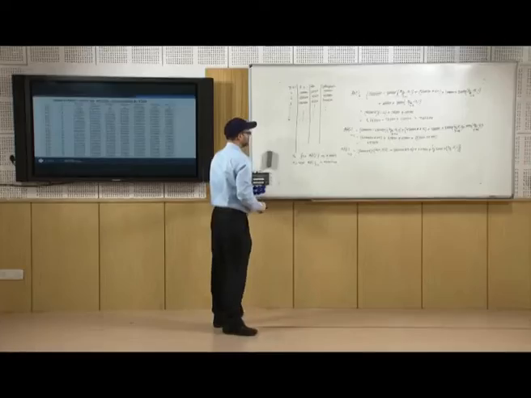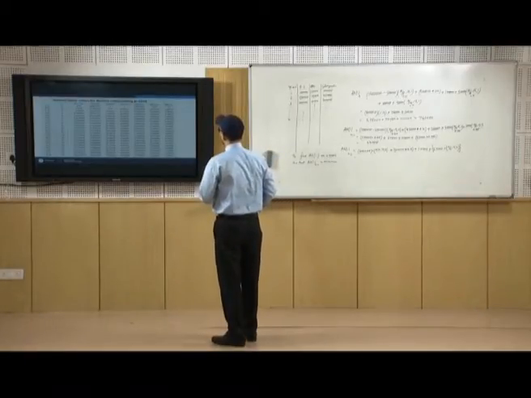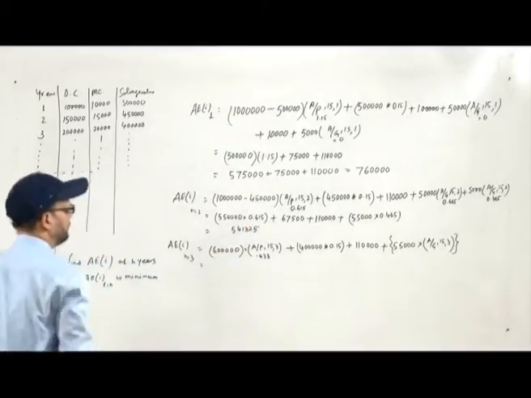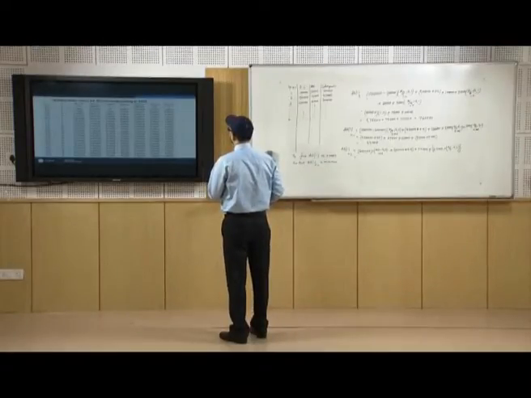Now, for this we will have the values: A by P 15,3 comes out to be 0.438 and A by G 15,3 is coming out to be 0.907.